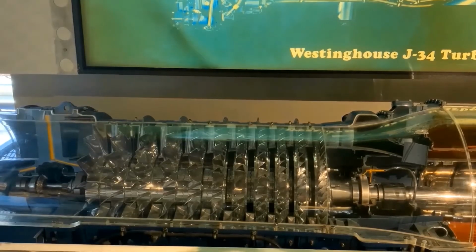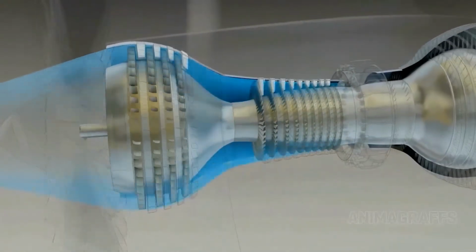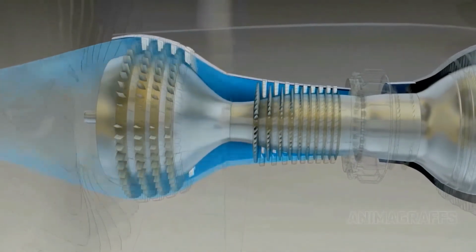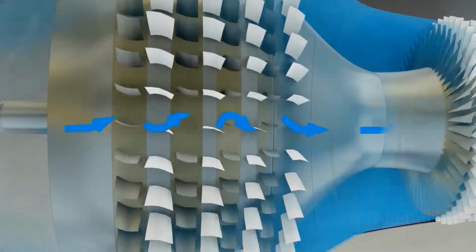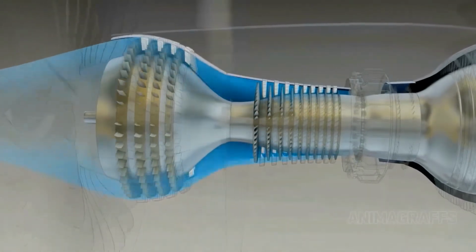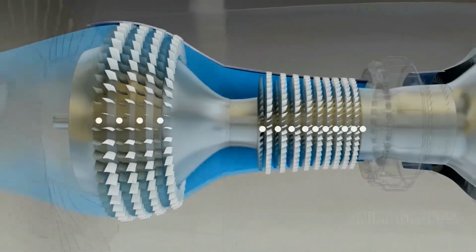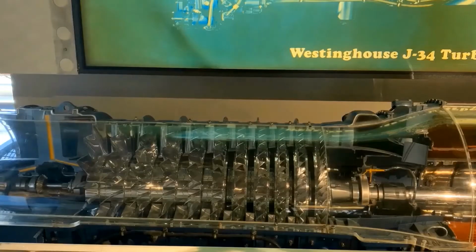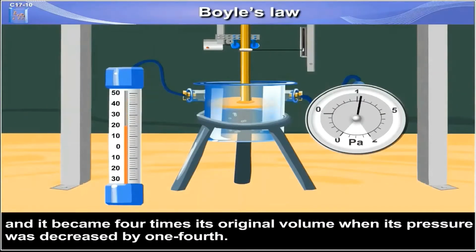This is the compressor section where you see all those fan blades. What happens is that when air goes inside, it will then start to speed up. When it speeds up, then you will now get high pressure air, and then the temperature will also increase. This is another example here of Boyle's law, where the pressure will increase and then the volume will decrease.